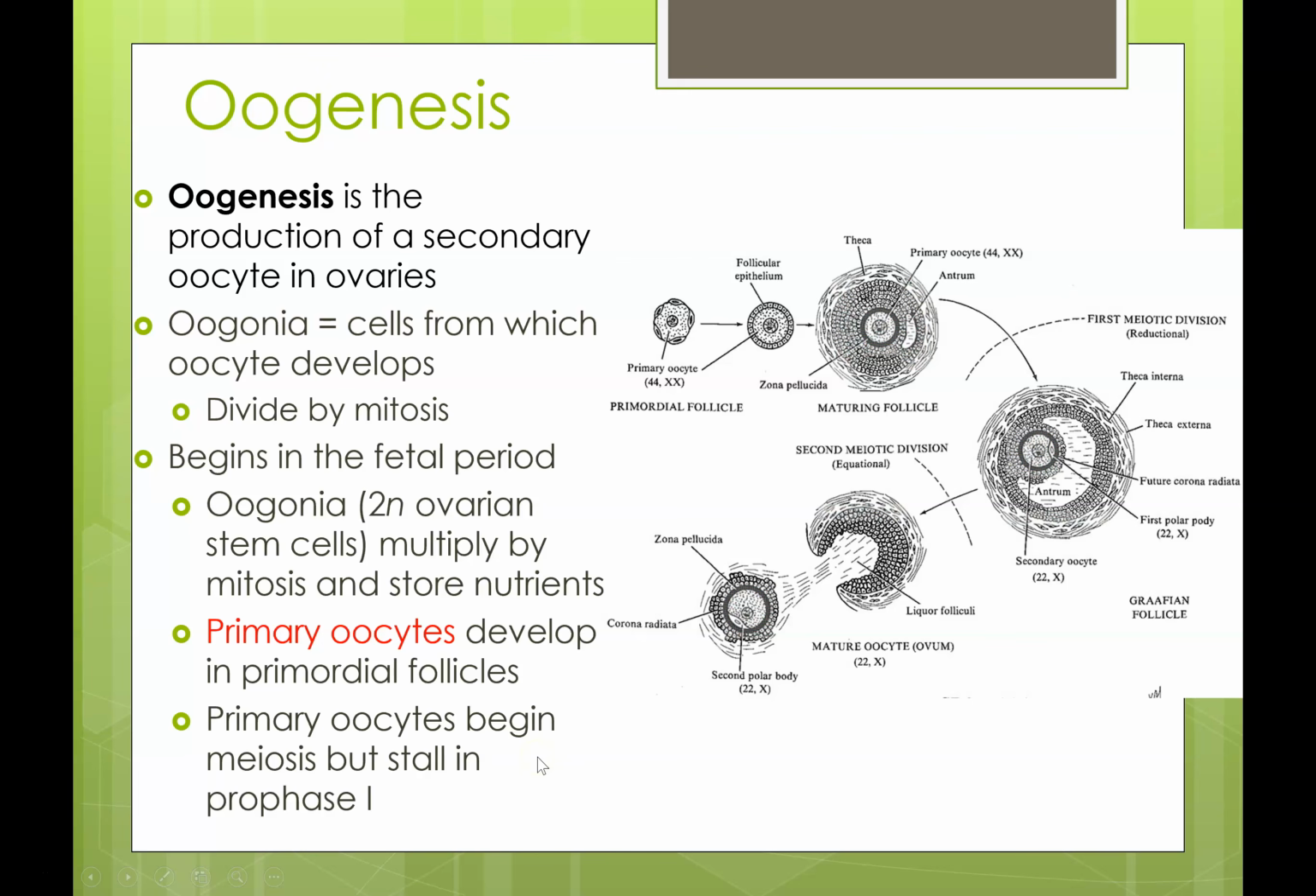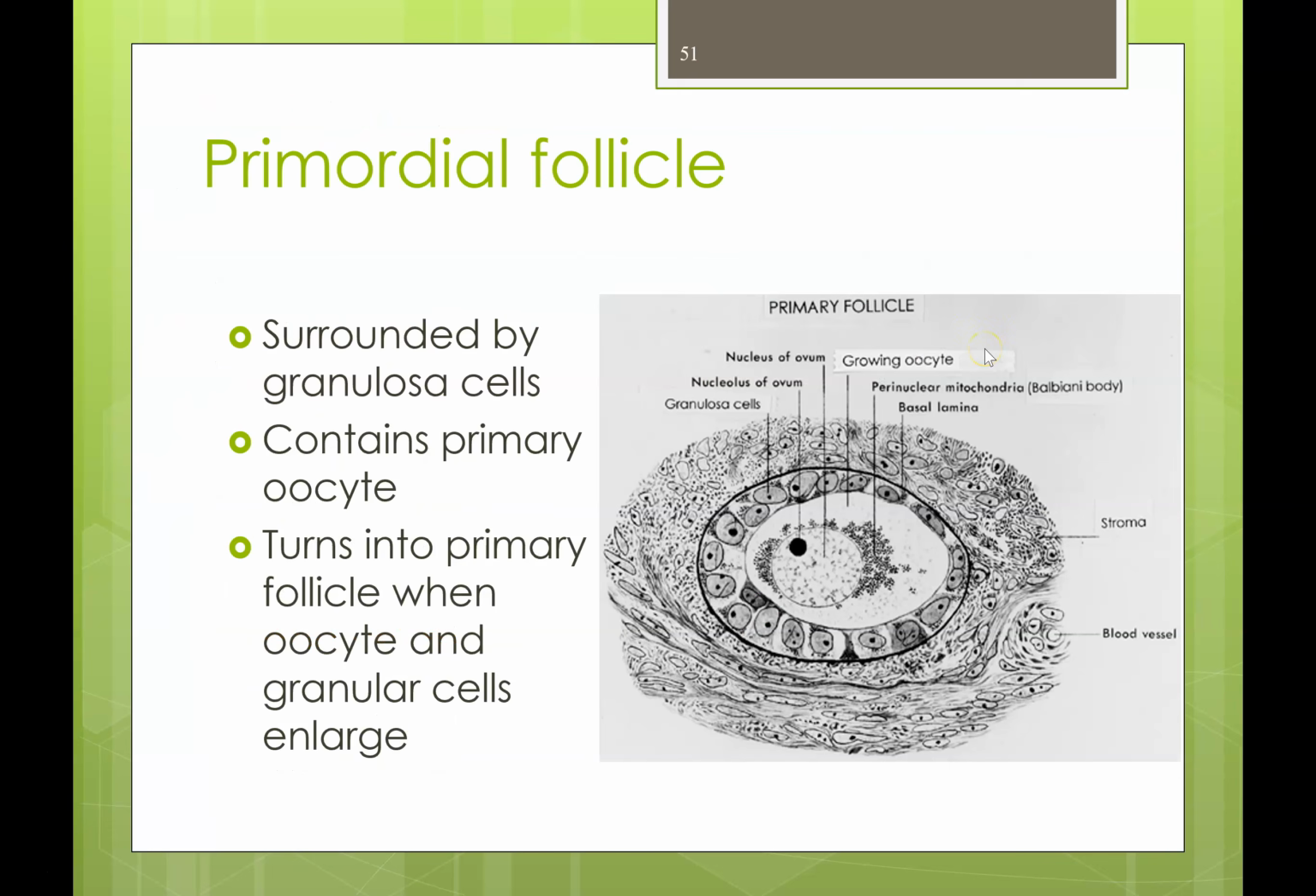Before we get to that primary follicle, the primary oocyte in here is going to begin meiosis, but it is going to stop in prophase 1. So when you are born, you have all these oocytes, but they are stopped at prophase 1. This is just an image of a primordial follicle. Like we said, we have a growing oocyte here, and then they are surrounded by the granulosa cells.